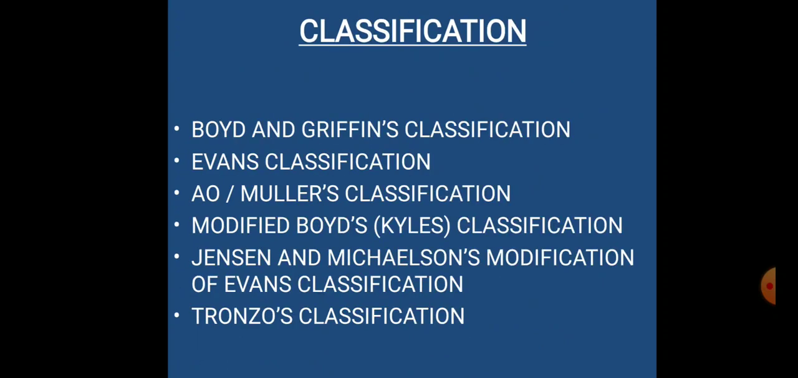Coming to classification, there are many classifications, and some of them are Boyd and Griffin, Evans classification, AO or Muller's classification, modified Boyd's classification, Jensen and Michelson's modification of Evans classification, and Tronzo's classification.